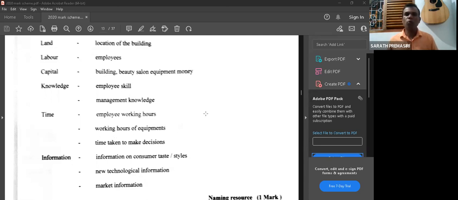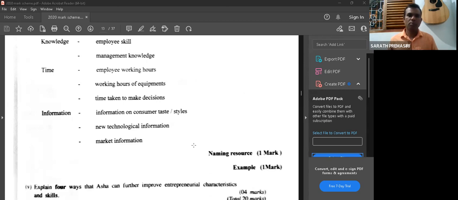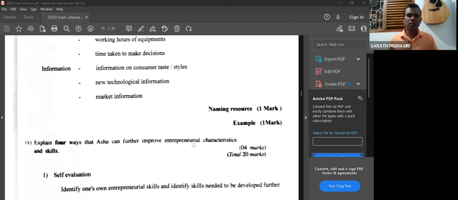Right. Now let's move on to the next part. Now this is somewhat alien to you. This question belongs to the second term, but let us take a small idea of it. Explain four ways that Asha can further improve entrepreneurial characteristics and skills.